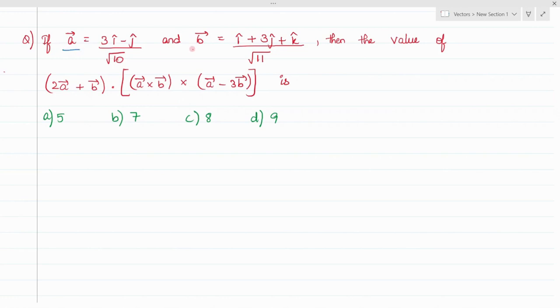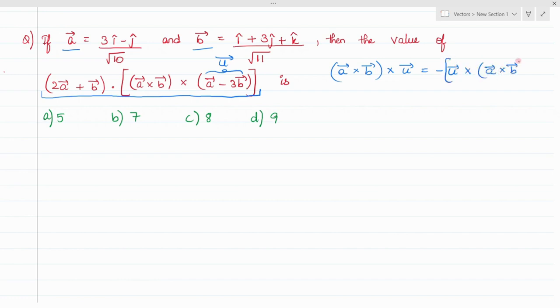In this question, vector A and vector B are given, and we need to find the value of this whole thing. So let's assume this whole vector as some u vector. I hope you remember the formula for vector triple product, that is A cross B cross u can be written as minus u cross A cross B.